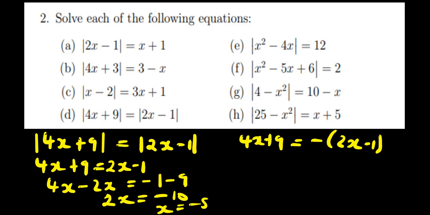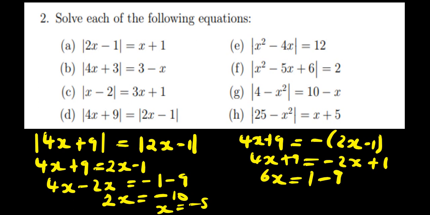Yeah, something like a negative 5. Then you come to the other side, 4x plus 9 is equal to negative 2x plus 1. Then I'm going to put the like terms together. 4x, when I get the 2 to the other side, it will just be positive. That will just be 6x is equal to 1 minus 9.